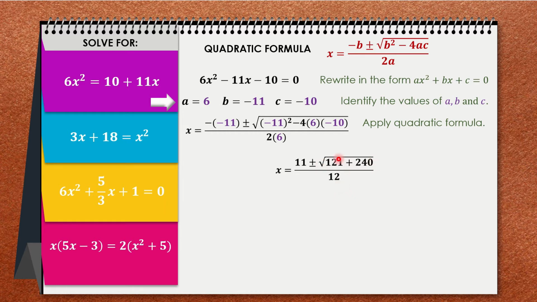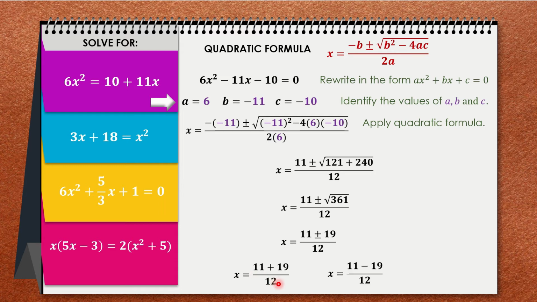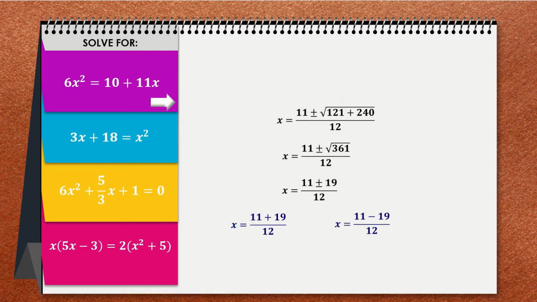This time, let us simplify the radicand. So we have 11 plus or minus the square root of 361 over 12. The square root of 361 is equal to, yes, 19. That's why we have 11 plus or minus 19 over 12. To find the values of x, we need to get 11 plus 19 over 12 and 11 minus 19 over 12. So let's try it on our next page.